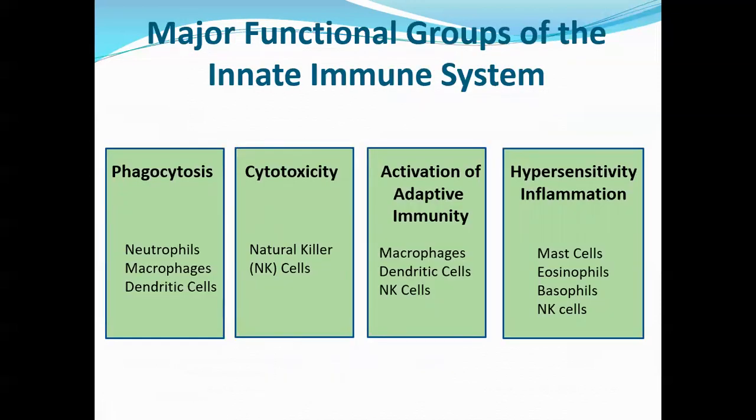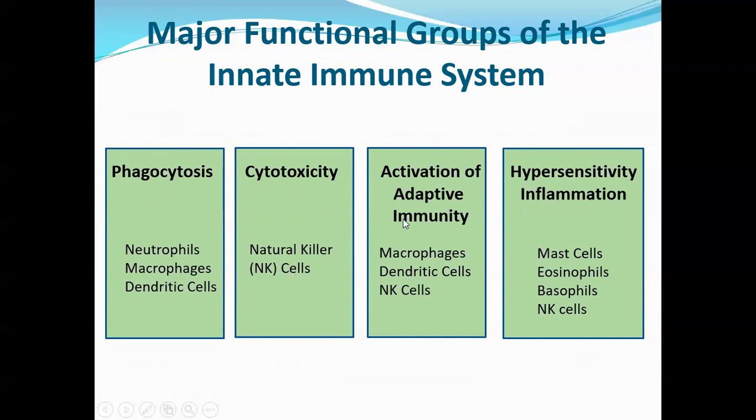So in addition to morphology and lineage, we can also classify these innate immune cells based on their function. Within those cells that can eat foreign cells, like bacterial cells, which we call phagocytosis, there are three groups of cells which can do this: the neutrophils, the macrophages, and the dendritic cells. The cells which can directly kill virus-infected cells or cancer cells are the natural killer cells.